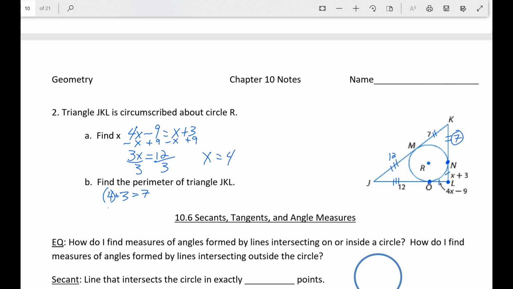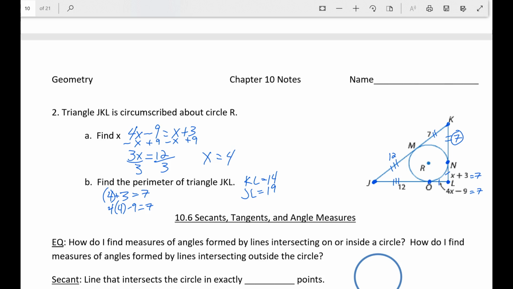And I would get 4 times 4 minus 9 is equal to, that'd be 16 minus 9, so that would be equal to 7. All right, so these two side lengths are equal to 7. So that would make line segment KL equal to, let's see, that would be 7 plus 7, so that would be 14. We could say that line segment JL would be 12 plus 7, so JL would be 19.